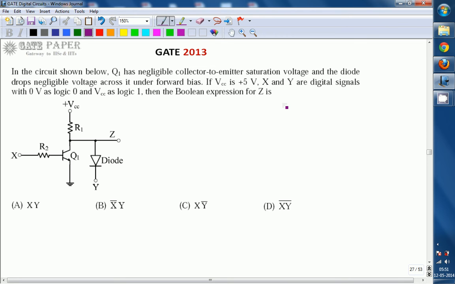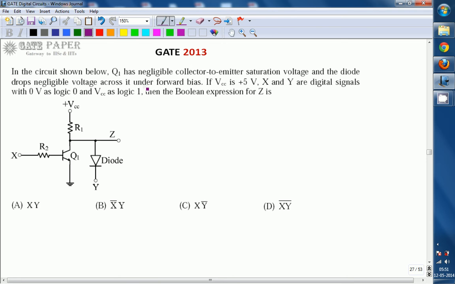If VCC is plus 5 volts, X and Y are digital signals with 0 volts as logic 0 and VCC as logic 1, then the Boolean expression for Z is, what is the Boolean expression we are going to get for Z in terms of X and Y, that we are going to finalize.